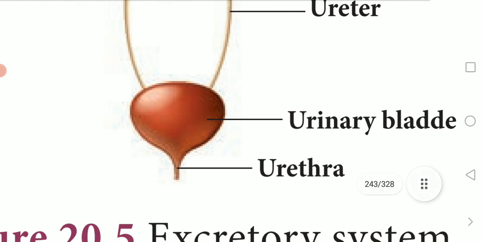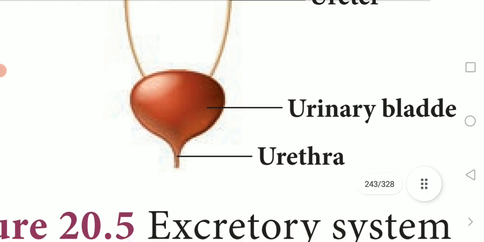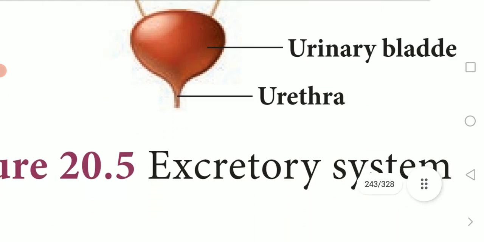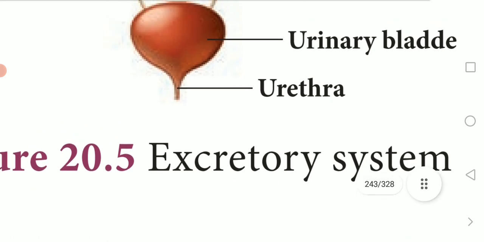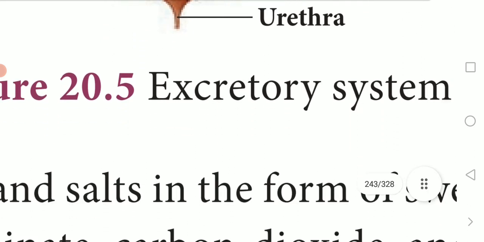We'll see the parts: ureters, urinary bladder, urethra. Ureters are thin muscular tubules emerging out from the renal region. Urine enters the ureter from the renal pelvis and is conducted along the ureter by peristaltic movements of its wall. The ureter carries urine from the kidney to the urinary bladder. So this tube we call the ureter.